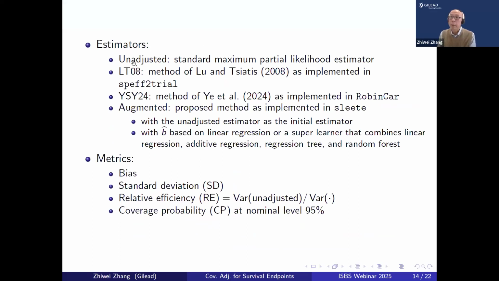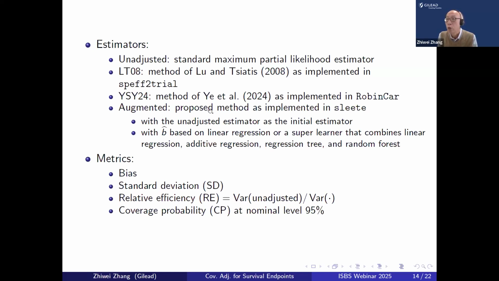We compare several estimators, including an unadjusted estimator and some adjusted ones. The unadjusted estimator is just the standard maximum partial likelihood estimator. LT08 is an estimator developed by Lu and Tsiatis in 2008 and implemented in the speff2trial package. YSY24 is an estimator developed by Ye et al. in 2024 and implemented in the RobinCar package.